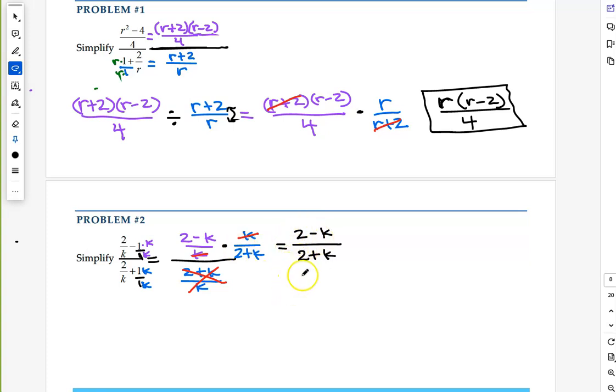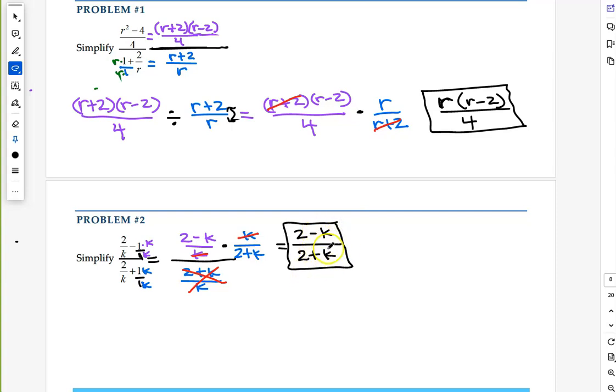But isn't it tempting? Like you totally want to divide those out. You totally want to divide the k's out, but you can't do that. So yeah, you're exactly right. That is all we can do. So that is our answer.